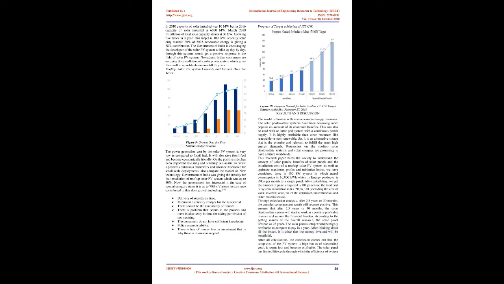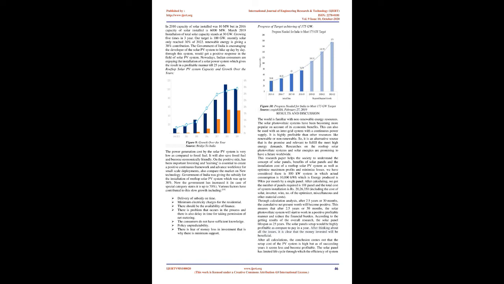In 2010 the capacity of solar installed was 10 MW, but in 2016 the capacity of solar installed is 6000 MW. As of March 2019, the total installed solar capacity stands at 30 GW, growing 5 times in 3 years. Our target is 100 GW. Recently solar has only reached 30% of the 2022 target. Renewable energy is giving a 38% contribution.